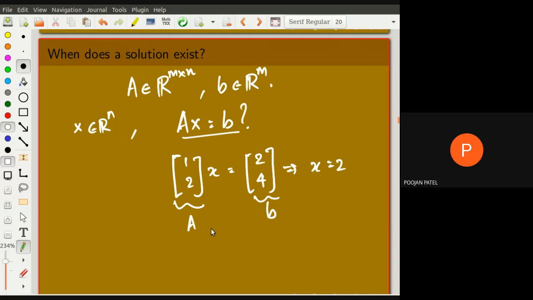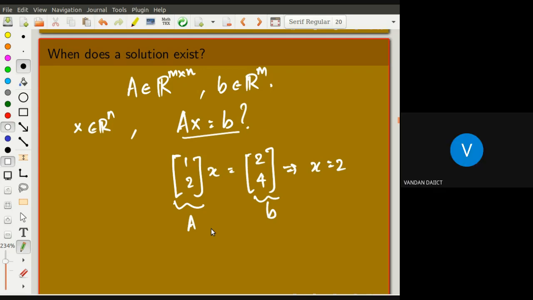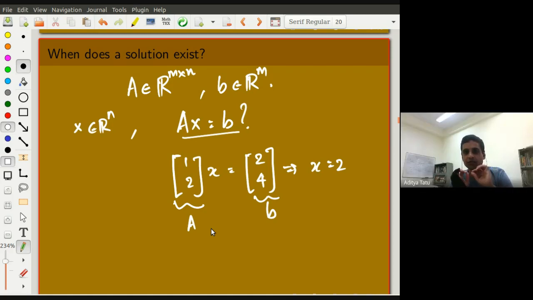So this is what I'm trying to emphasize: by now probably you are hardwired to this answer, that the solution to Ax equal to B is A inverse into B. That is incorrect. Sir, we have to answer whether the solution exists or not. We don't care about one solution or multiple. Exactly. When does a solution exist? That is the question.